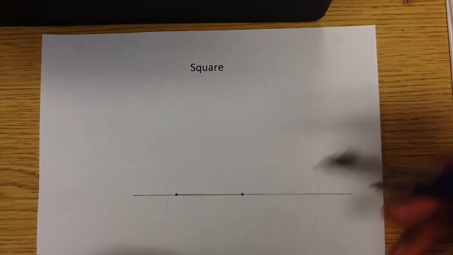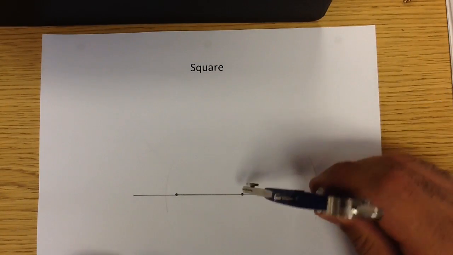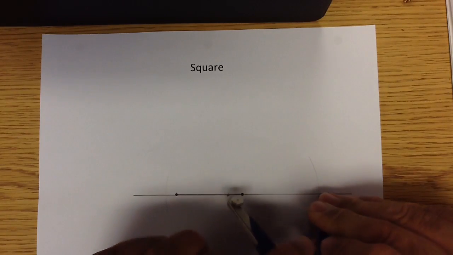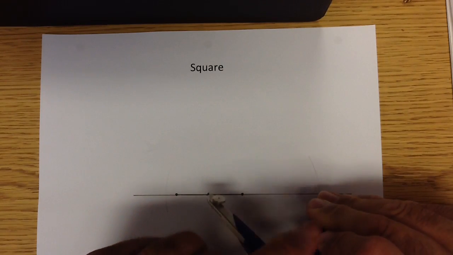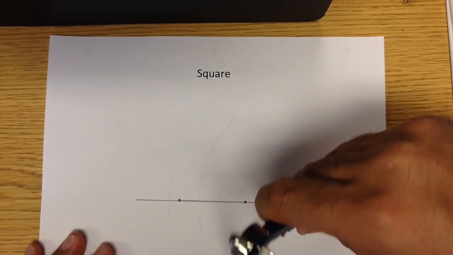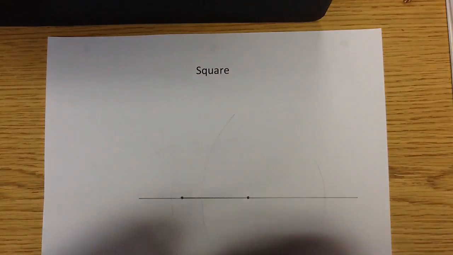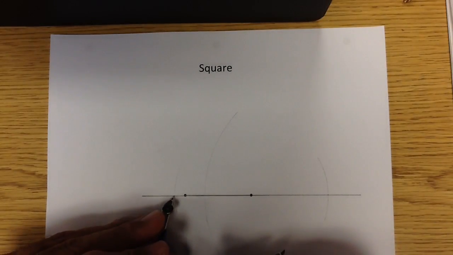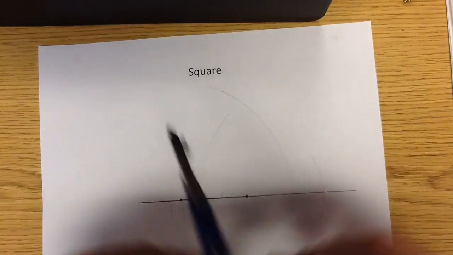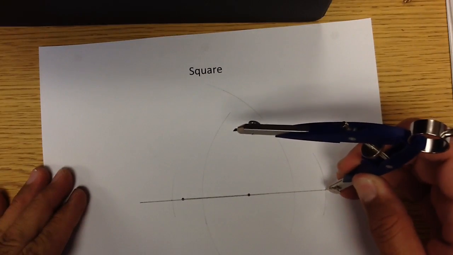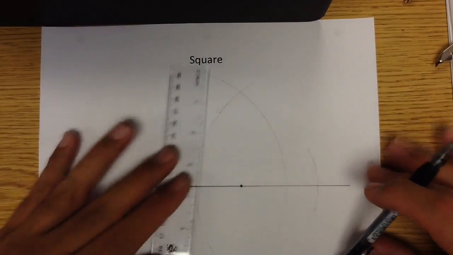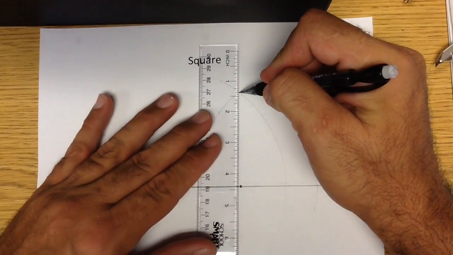Then from there I'm going to do the perpendicular bisector. So I'm going to poke, and I need to open up the compass so that it is about 3/4 of the way between the 2 points, and I'm going to make an arc. And then I'm going to do it again on the other side and make an arc. And then I'm going to connect those 2 points so that I've just created the perpendicular bisector.